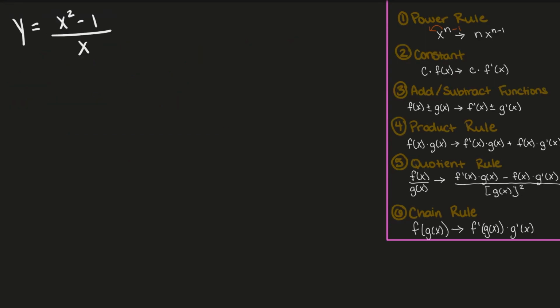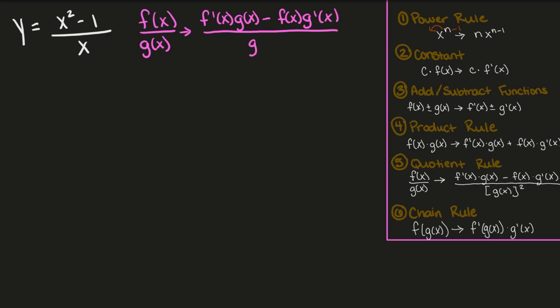Now we have y equals x squared minus 1 over x. So here we're going to use the quotient rule. We have f of x over g of x, and that derivative is f prime x times g of x minus f of x times g prime x all over g of x squared. So for this example, our f of x is going to be equal to our numerator, which is x squared minus 1, and our g of x is going to be equal to our denominator, which is x.